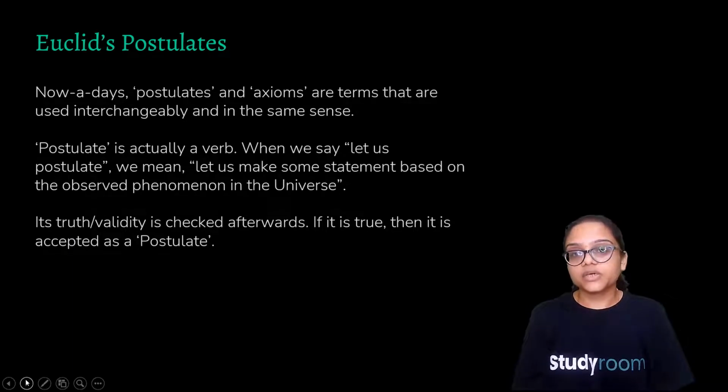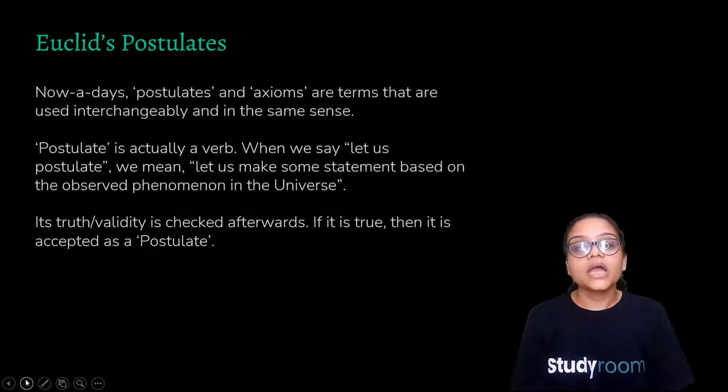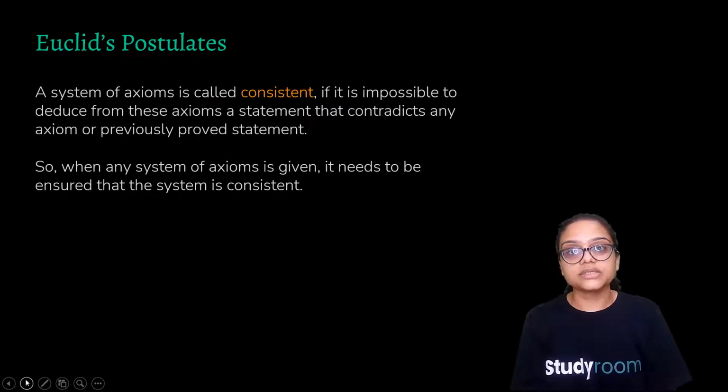Nowadays, postulate and axiom are used interchangeably in the same sense. Postulate is actually a verb. When we say let us postulate, we mean let us make some statement based on the observation of phenomena in the universe. Its truth and validity are checked afterwards. If it is true, then it is accepted as a postulate. So, what can be proved is a postulate, but what we have to accept as universal truth is an axiom.